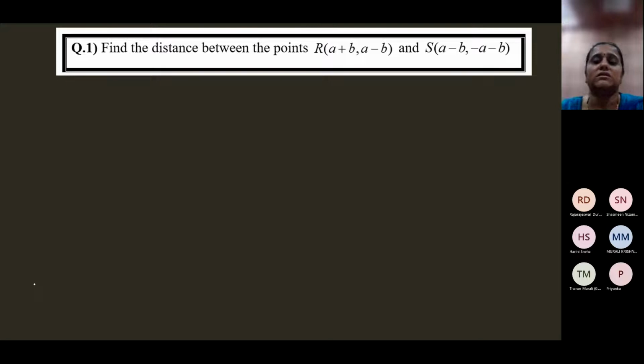Okay. Yeah, what's the answer? What is the distance between the points R and S, or the length of the line segment RS? What is the length of the line segment RS? Who wants to share the answer?